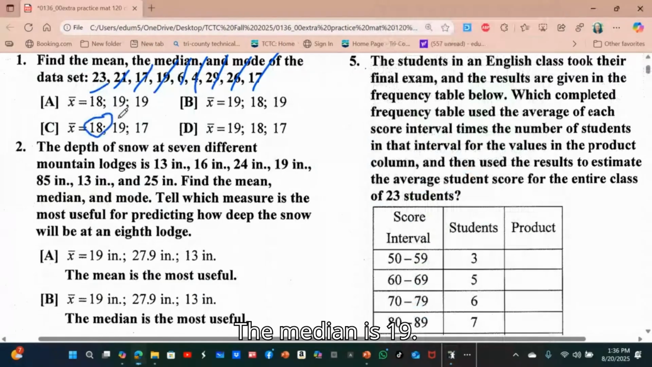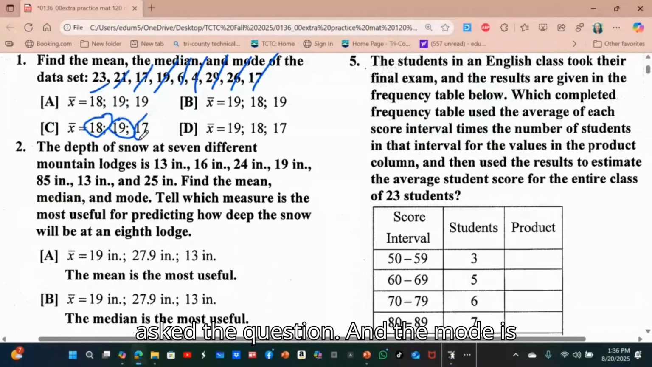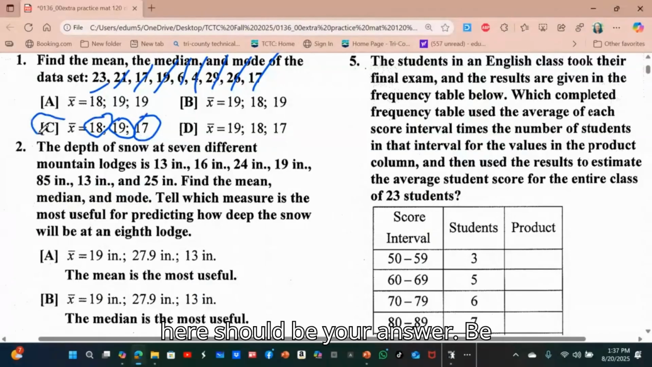The median is 19. The mode is according to the order I'm asked the question. And the mode is 17. So this should be your answer. Be careful, because this one has also 19, 18, 17. But it's not in the order that you're told to find it.